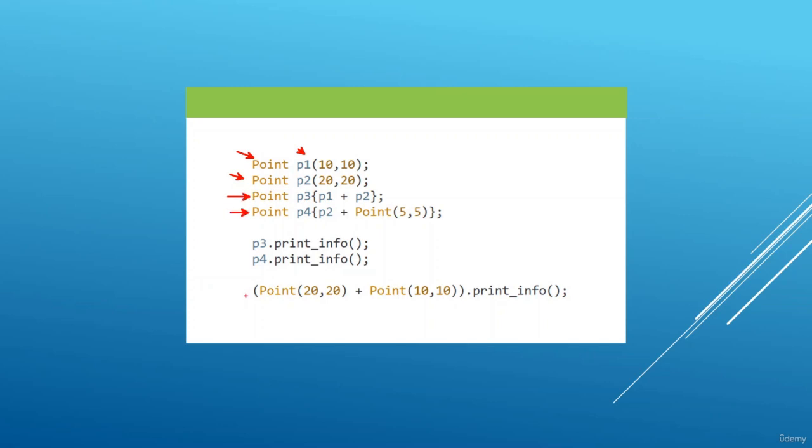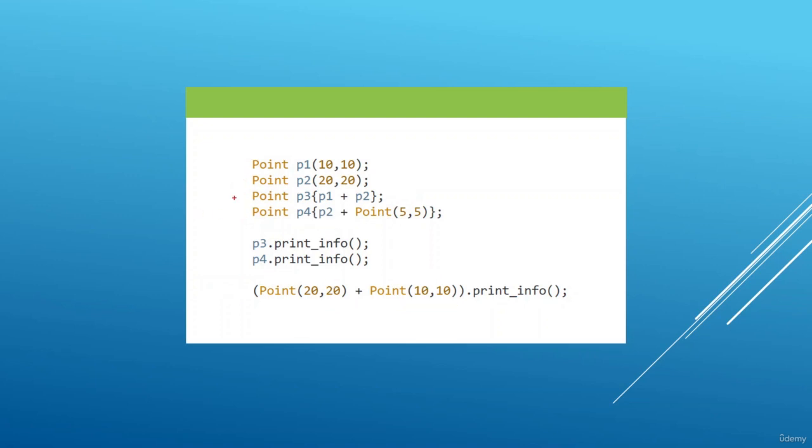We want the syntax like this to work. We want to take P1 and add P2. And what we get is going to be used to initialize another point, which is P3 here. And we want to take P2 and add another point that we built on the spot here. And the result of that is going to be used to initialize P4 here. And down here, we are adding 2 points that we create on the spot. One has the value 2020 and the other has the value 1010. And we're going to print information on the result of adding up these 2 points here.